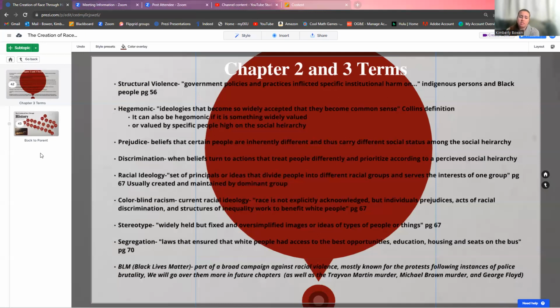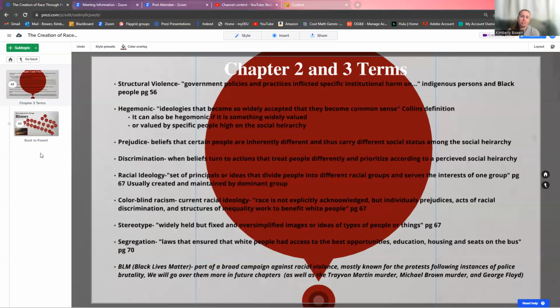So again, prejudice is just beliefs that certain people are inherently different and thus carry different social statuses among the social hierarchy. Discrimination is when beliefs turn into actions. So again, the prejudice is the ideology you have. The discrimination is the act you do based on that prejudice.